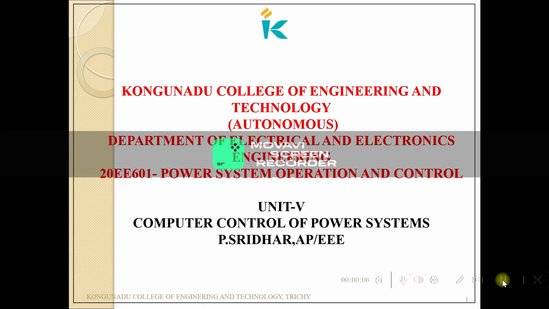College of Engineering and Technology, Department of EEE. The subject code is 20E601, Power System Operation and Control, Unit 5, Computer Control of Power Systems.